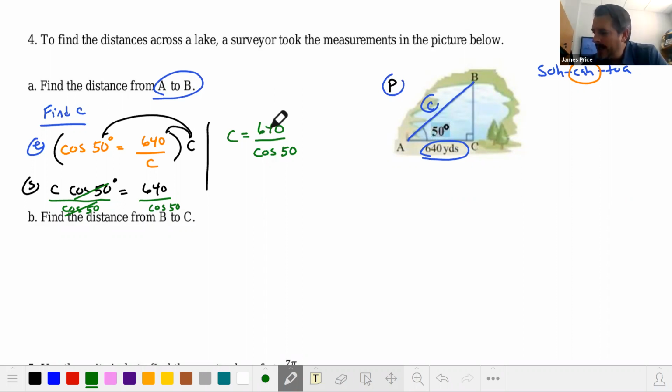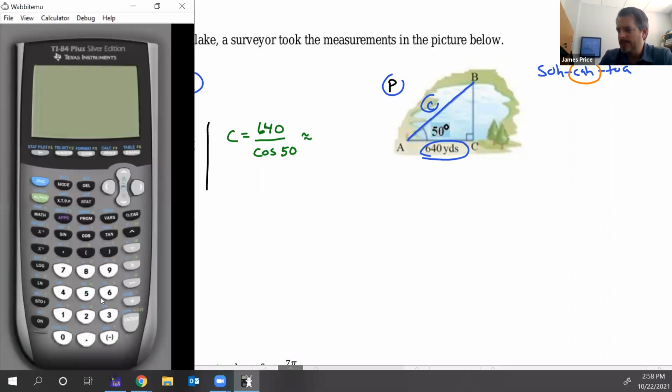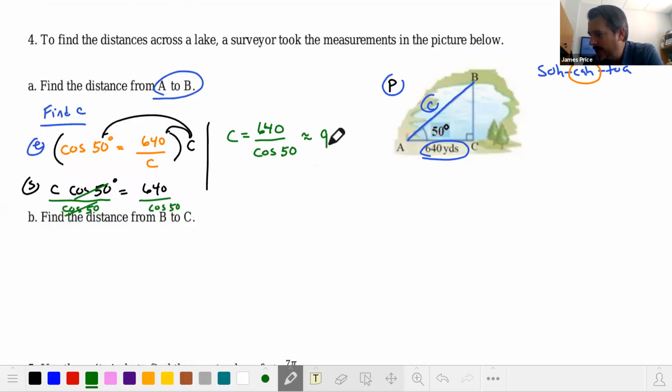And most likely I would have you approximate this. So let's approximate this. We can just do to the nearest foot if you guys want to. On my calculator, make sure you're in degree mode. So hit the mode button. Otherwise, you'll get the wrong answer. So we'll do 640, and I guess it's the nearest yard we'll do, divided by cosine of 50, and then hit enter, and out pops 995.6, blah, blah, blah. So let's do 996 yards.